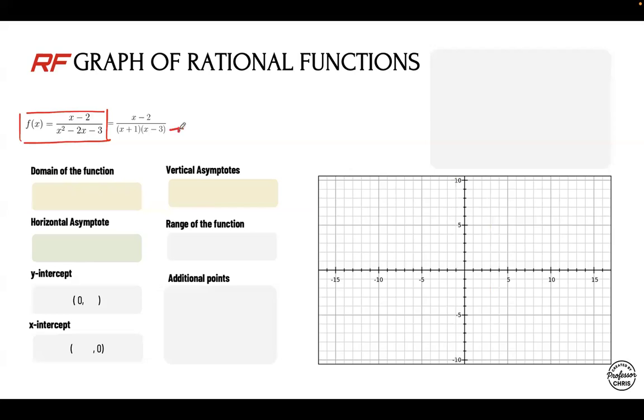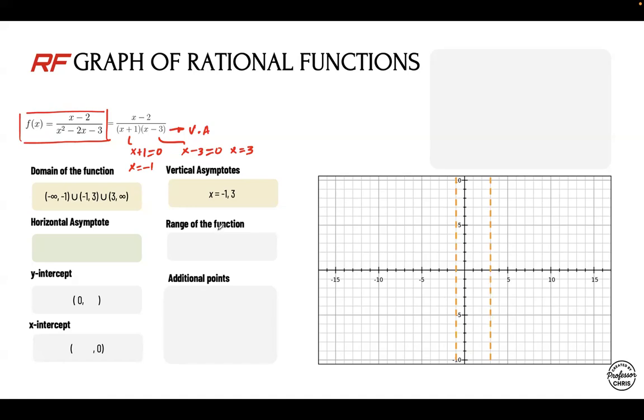Keep in mind that this will allow you to get the vertical asymptotes. Set each factor equal to 0: x plus 1 equals 0, and your other factor in the denominator also has to be equal to 0, and that will provide your two vertical asymptotes. So x is equal to minus 1, and x is equal to 3. If you move forward, you have your vertical asymptotes and your domain.